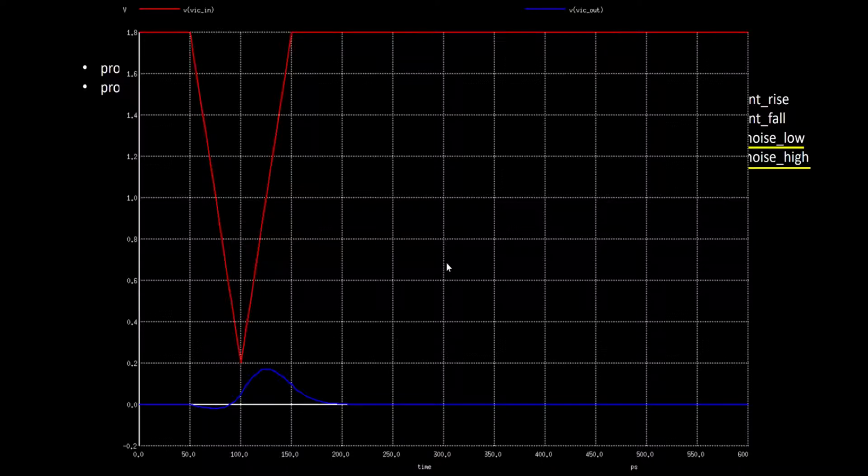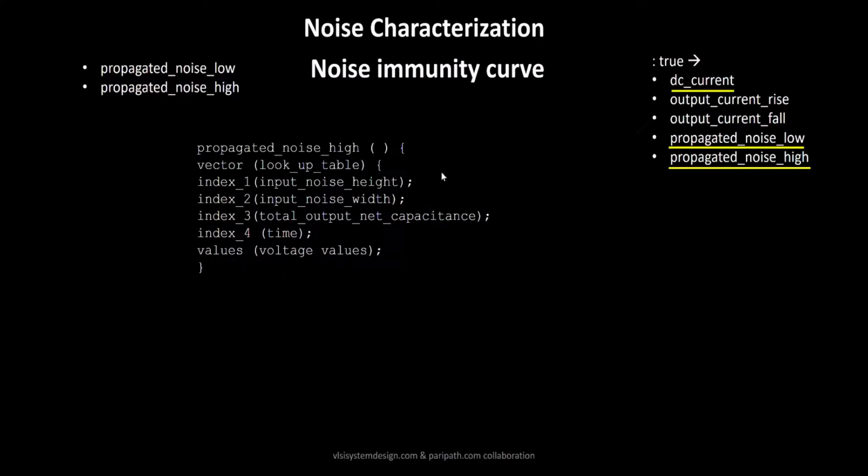All this information is stored in the form of a table, and this is how the table will look. So this is propagated noise high. This is a lookup table. I've just given it the name lookup table. You might find different names over here, and there will be 4 indexes and one particular value matrix.